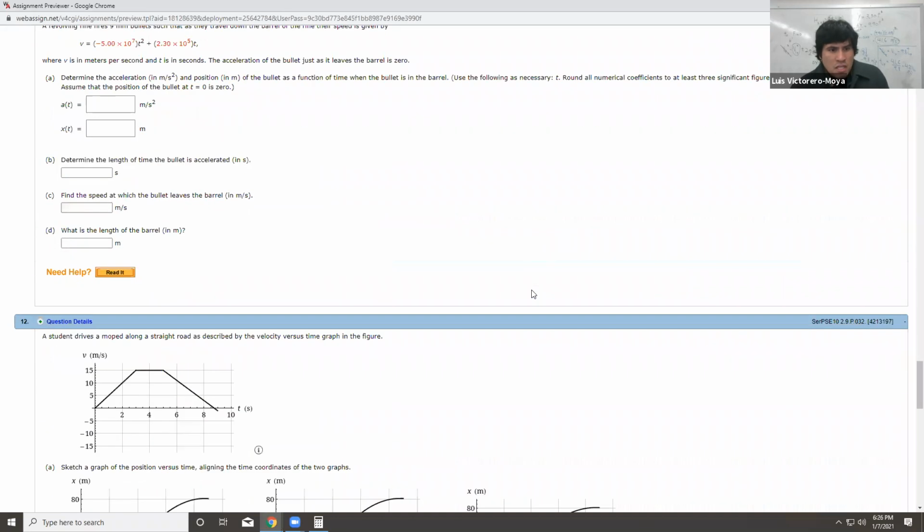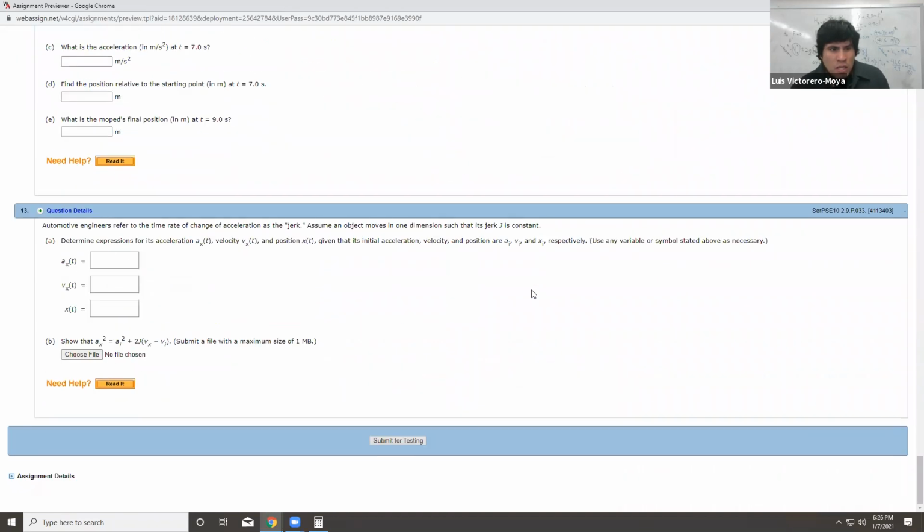All right, guys, I think that should be very self-explanatory. This one is also quite interesting. So here they give you the definition of jerk, which is the rate of change of acceleration. It says, assume an object moves in one dimension, x direction, and assume that the jerk is constant.